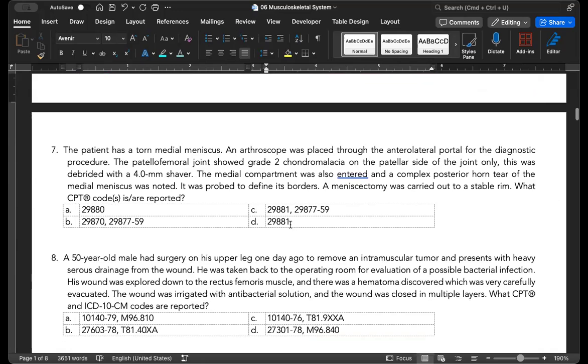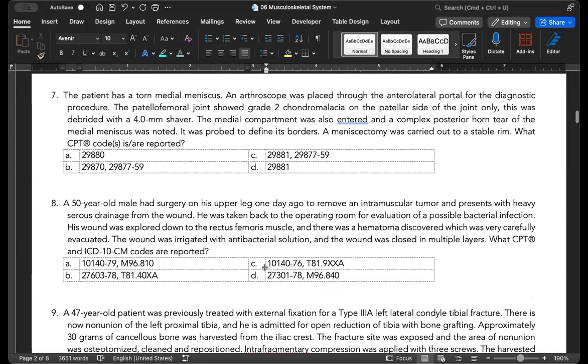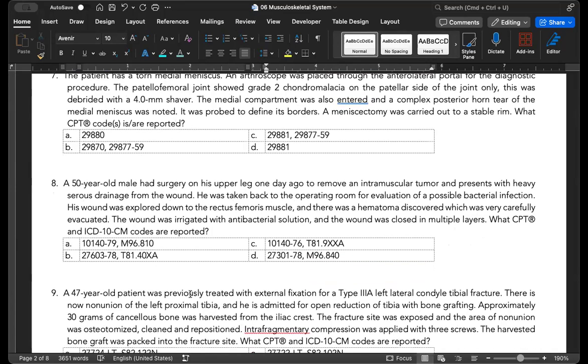Okay. Let's skip number 7 because I want to go to number 8, so that we get a little bit of ICD-10 practice, because we haven't touched our ICD-10 at all tonight. So let's go down to number 8. We've got a 50-year-old male that had surgery on his upper leg one day ago to remove an intramuscular tumor, and he presents with heavy serous drainage from the wound.